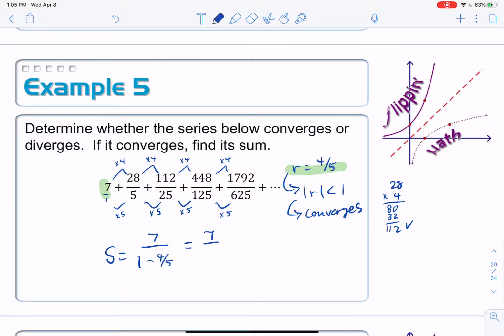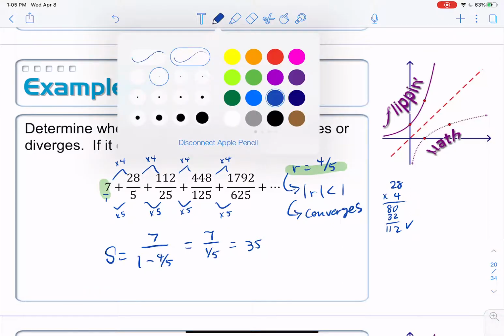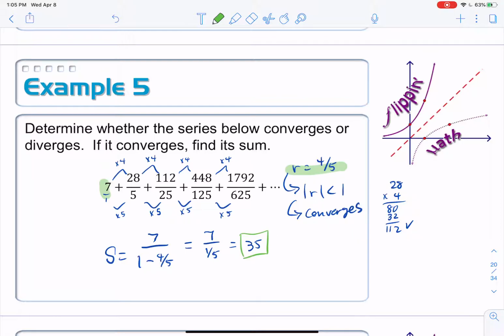Simplify. I have 7 over 1/5. Multiply the top and bottom by 5, and you get 35. If I add up all of these numbers, the whole entire thing, infinitely many of them, we're getting closer and closer to 35.